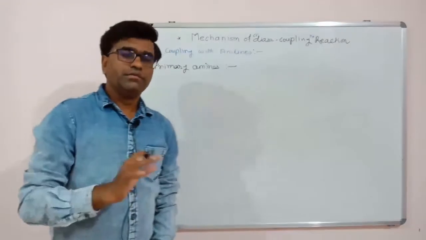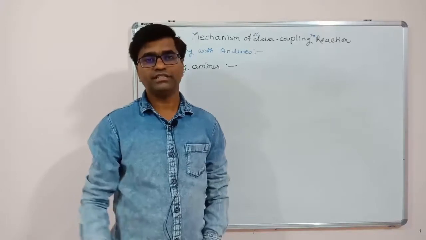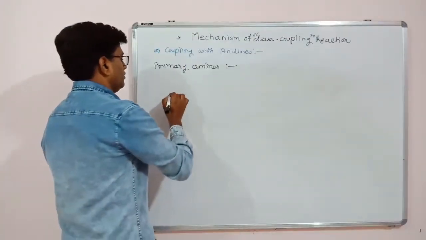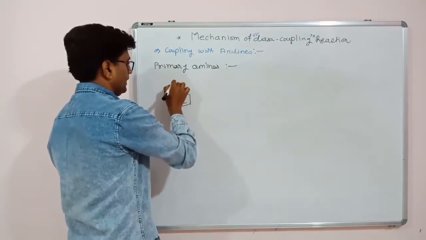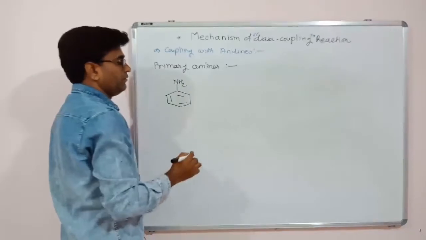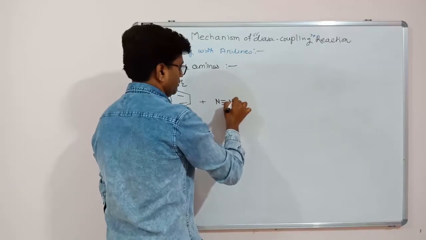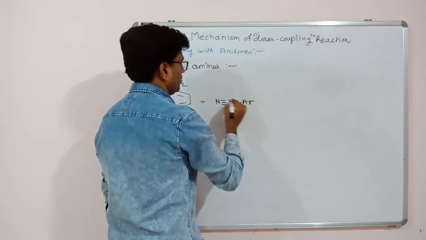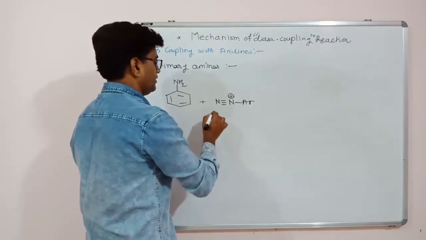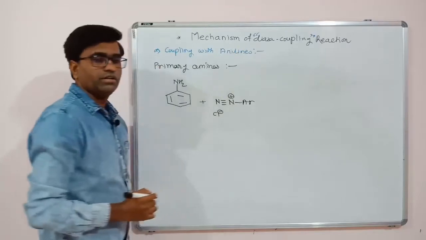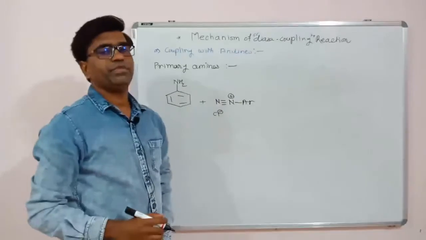Friends, now we will see the mechanism of how these primary amines react with our diazonium chloride salt, that is our electrophile. Firstly I am writing a primary amine, that is aniline, plus our electrophile, that is diazonium chloride salt. You should know the structure of diazonium chloride salt. The nitrogen with 4 bonds is positively charged. This positive charge is neutralized by the chloride ion. This is the salt, diazonium chloride salt. This is the ionic bond.